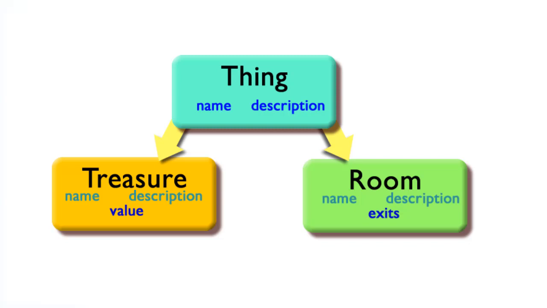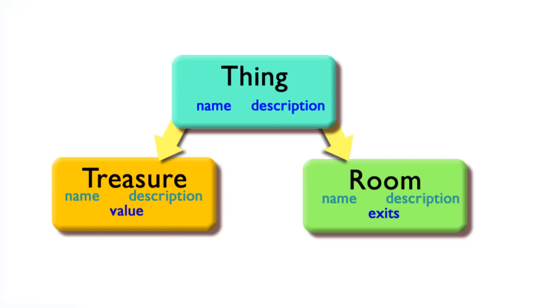Now the treasure inherits everything that's already defined in the thing class. Here that's its name and its description. All I have to do now is add on any extra data or behavior that's specific to treasures. So here I give the treasure a value. Even though I've only coded one specific new feature, that's value, in the treasure class, it actually has name, value and description. It's just inherited name and description from its ancestor class, thing.